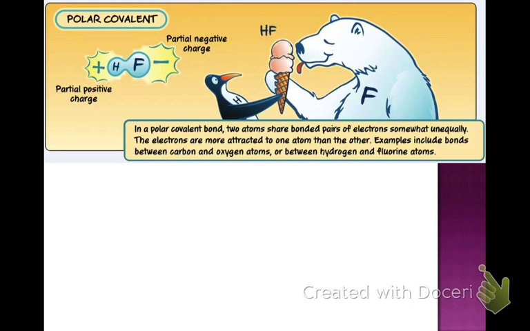So that was nonpolar. This is polar covalent. We show that we have partial positive and partial negative charges. Two atoms share bonded electrons, but unequally. The electrons are more attracted to one atom than another, the one that has a higher electronegativity value. So this is between carbon and oxygen, or between hydrogen and fluorine, and hydrogen and chlorine like we've seen before.